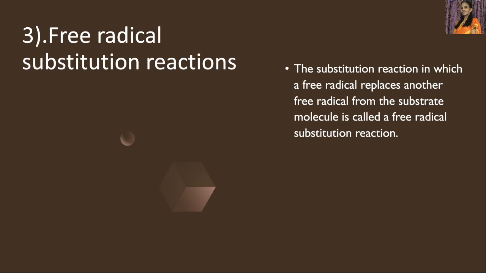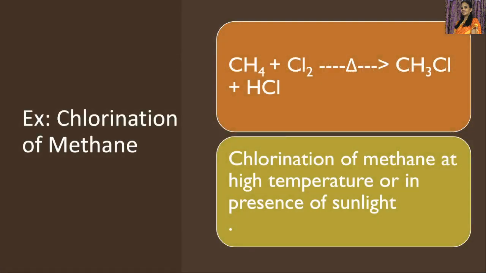The best example for free radical substitution reaction is chlorination of methane. Chlorination of methane is the best example for a free radical substitution reaction. And this reaction generally takes place at high temperature or in the presence of sunlight.